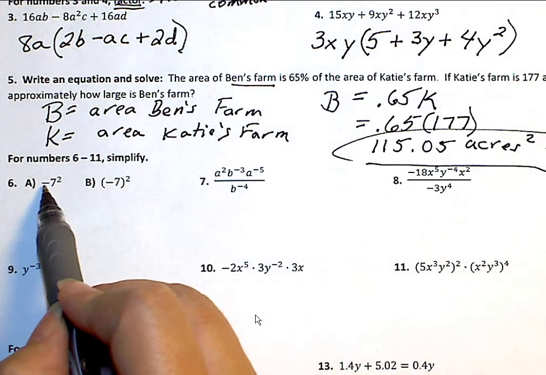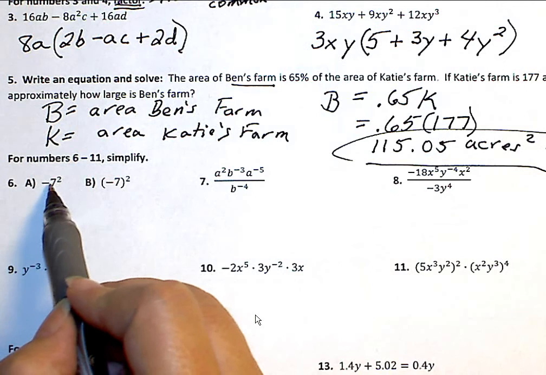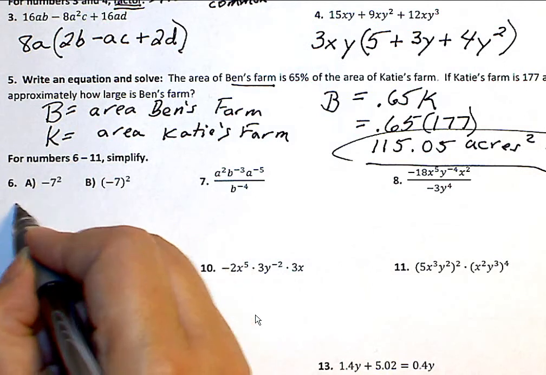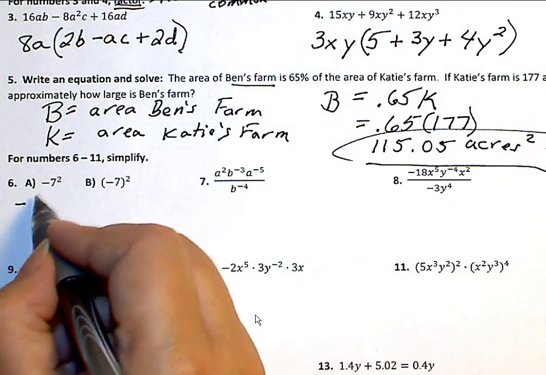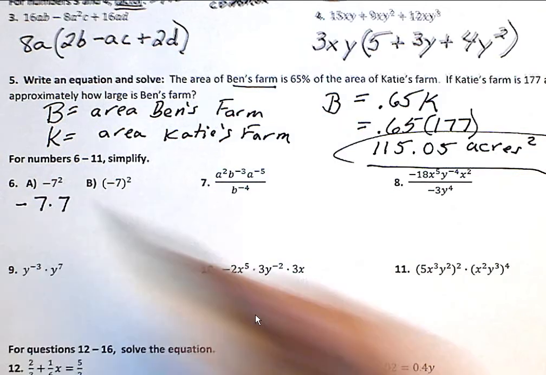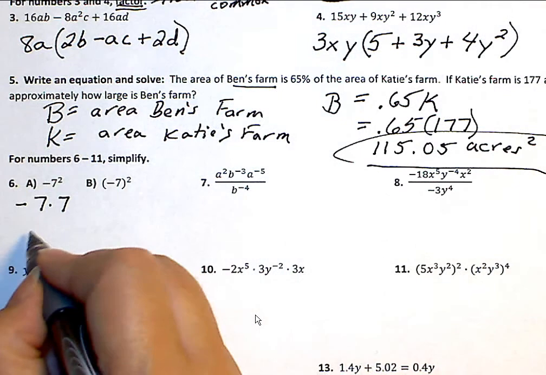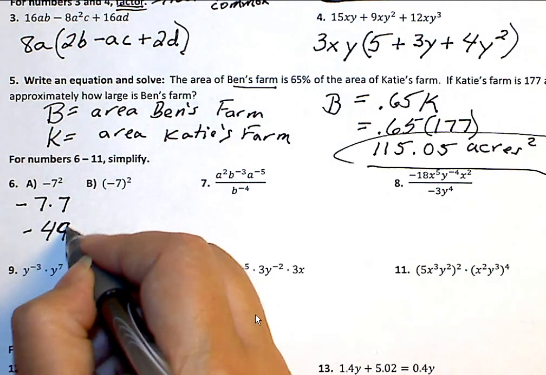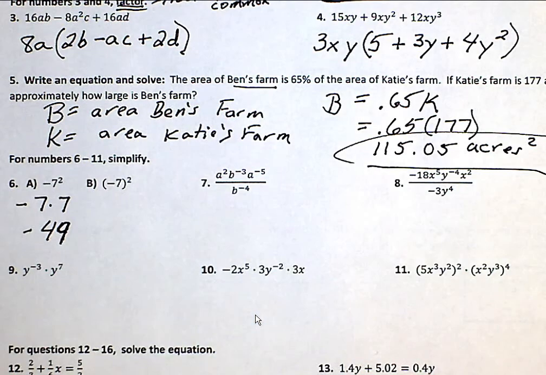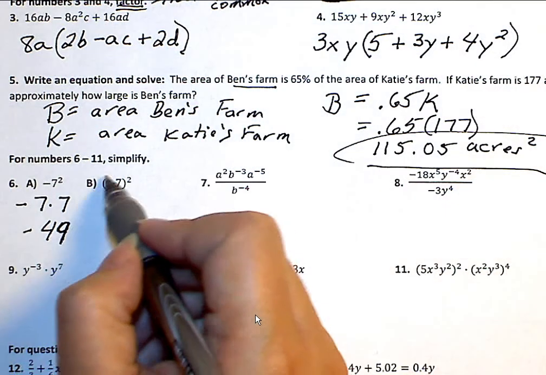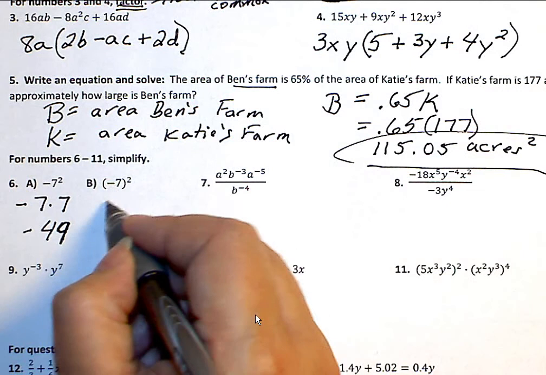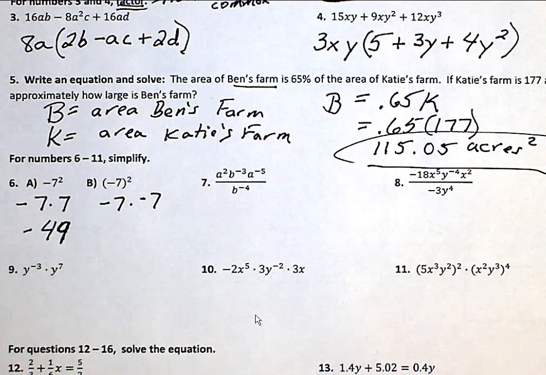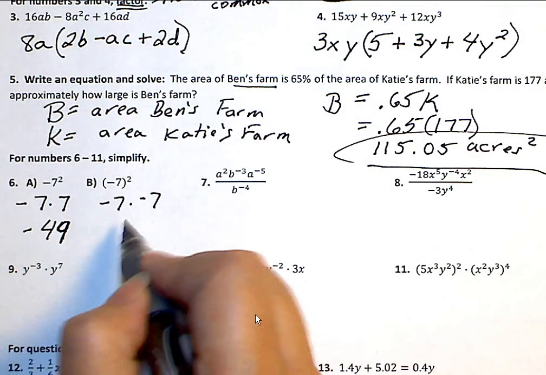Remember, wherever the square is, make sure that's what's getting squared. So this is saying that it's negative, and then there's 2 7s, so it's 7 times 7. So your answer would be negative 49. When you have negative 7 in parentheses squared, that means negative 7 times negative 7, which gives me the positive 49.